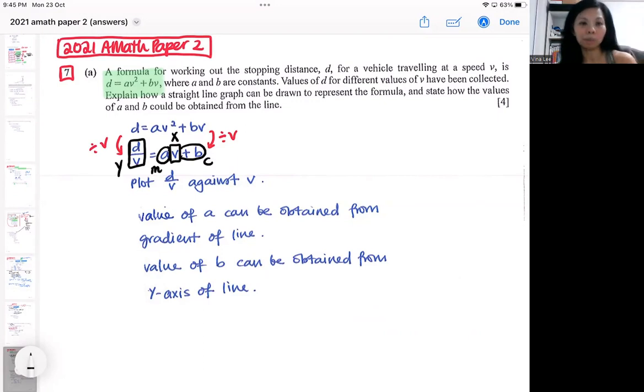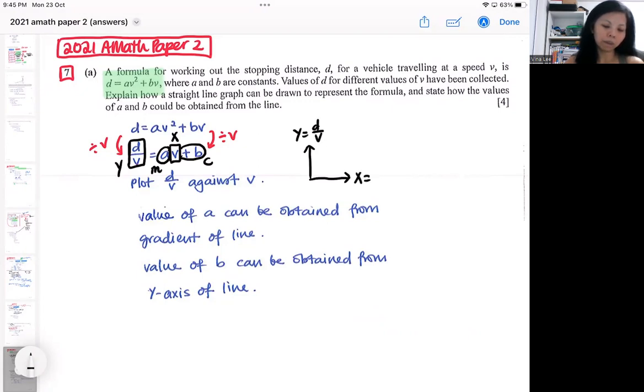You will need to explain, and the explanation is very clean. You just have to explain what axes you are plotting. The big Y will be D over V, the big X will be V. Our language of explaining this is that we always plot the vertical against the horizontal. So my description is very clear cut: I'll be plotting D over V against V. This already explains how you create a straight line to represent the formula.